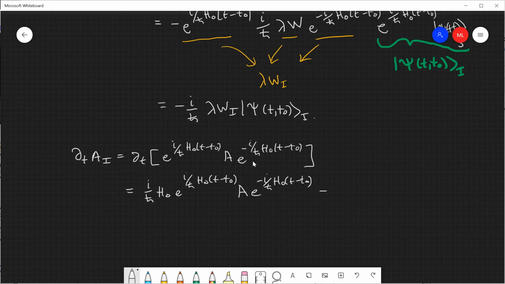And then the usual thing is we have to be very careful to make sure we don't pass any operators through each other, so you don't accidentally get zero here. So when the derivative hits the other exponential, you can pass the minus i over h bar through, of course, but you can't pass the H naught past the A. So this becomes A H naught e to the minus i over h bar H naught (t minus t naught).